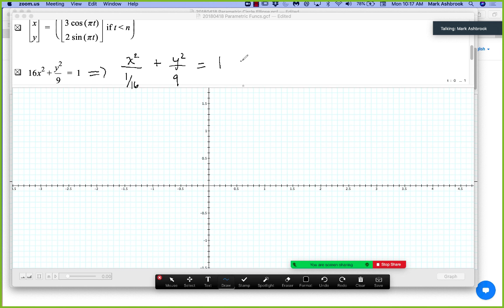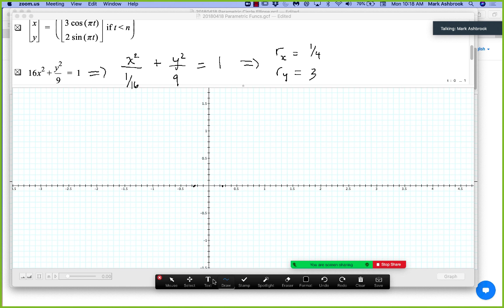Okay, so that gives me an ellipse, and my radius in terms of x would be 1/4. And my radius in terms of y would be 3, right? So we could sketch that ellipse. It's going to have a center of 0, 0, x radius of 1/4, so it's going to be like here and here, and a y radius of 3.